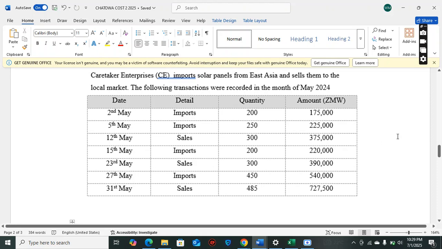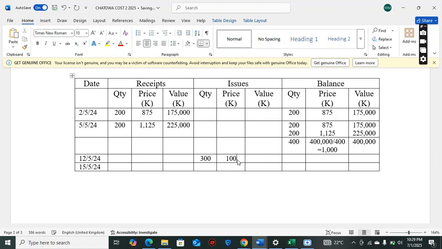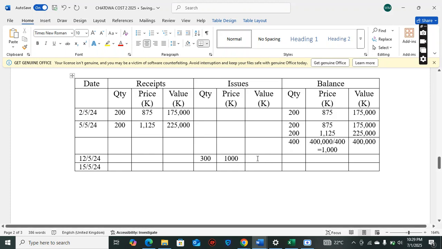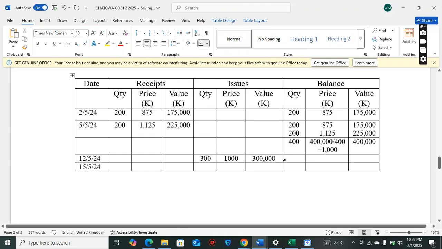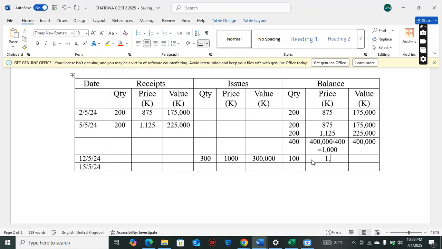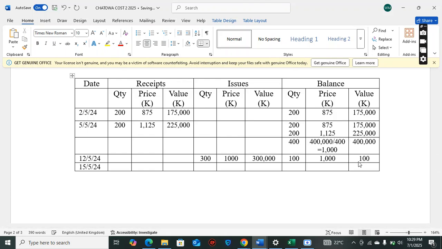So here we sold 300 solar panels on the 12th. We're going to value them at the average cost, which is 1,000. 300 times 1,000 is 300,000. So initially we had 400 solar panels. We've sold 300 of them, so we remain with 100 solar panels valued at 1,000 average cost. So 100 times 1,000 is 100,000.